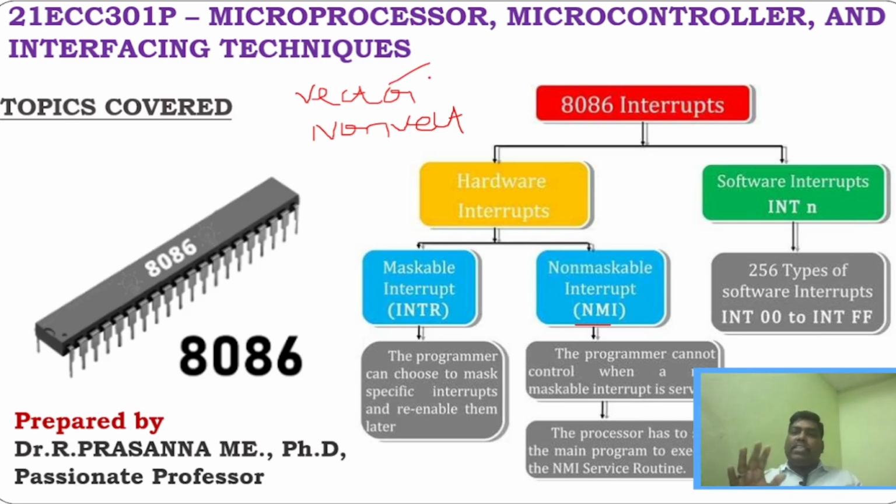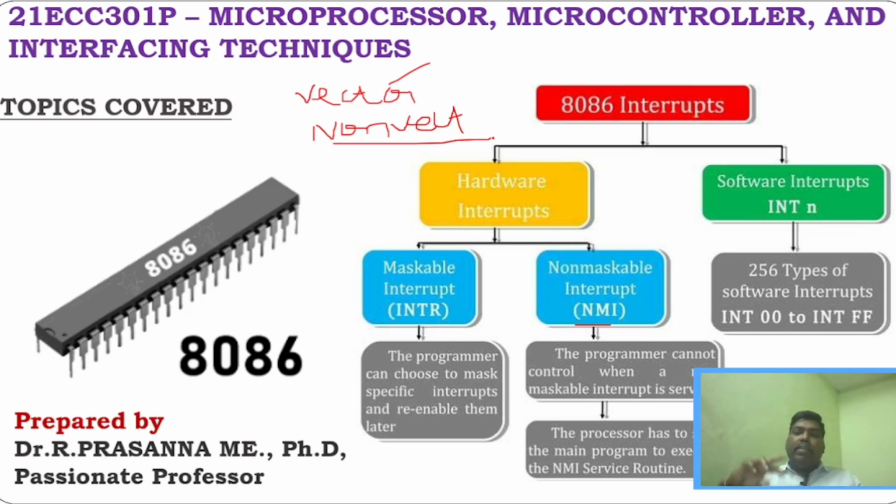If there is a specified address, it is called a vectored interrupt. Whenever there is no specified address, it is called a non-vectored interrupt, which means the processor has to calculate or find out the address location of that particular interrupt and then serve it. So it will take some time. That is the difference between vectored and non-vectored interrupts.